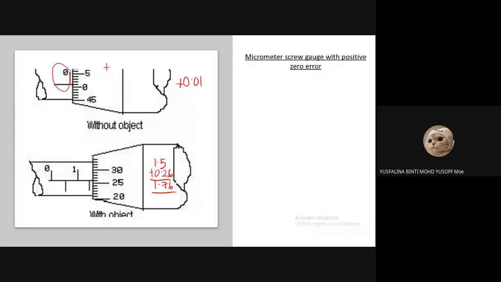1.76. How do you find the corrected reading? So 1.76 minus positive 0.01, so you got 1.75. But remember, put the unit. Okay, so this is for positive zero error.